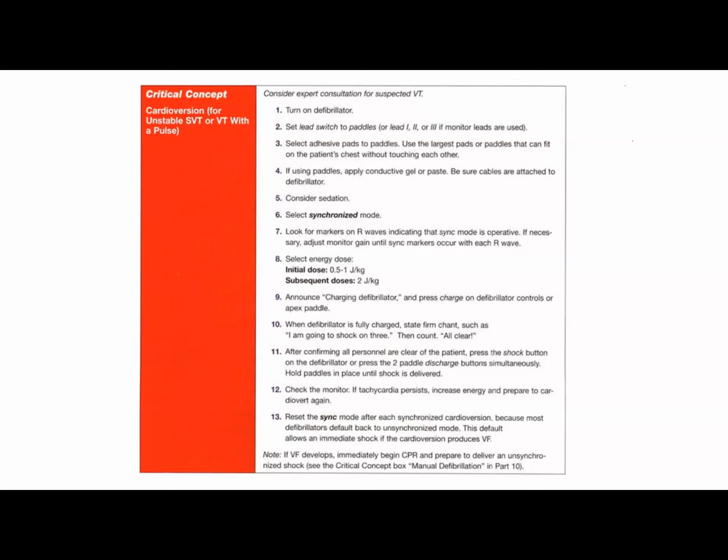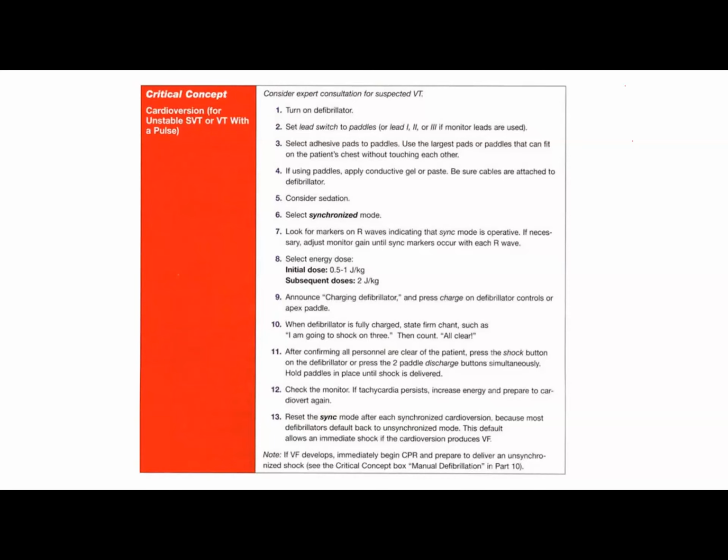And then you check the monitor for the rhythm. And you see if the SVT or your atrial flutter rhythm has reverted to normal sinus rhythm or not, or if it has worsened to any abnormal rhythm. So you have to always keep your eyes on the rhythm even after delivering the shock. You have to see if it has reverted to normal or has worsened or has remained the same.